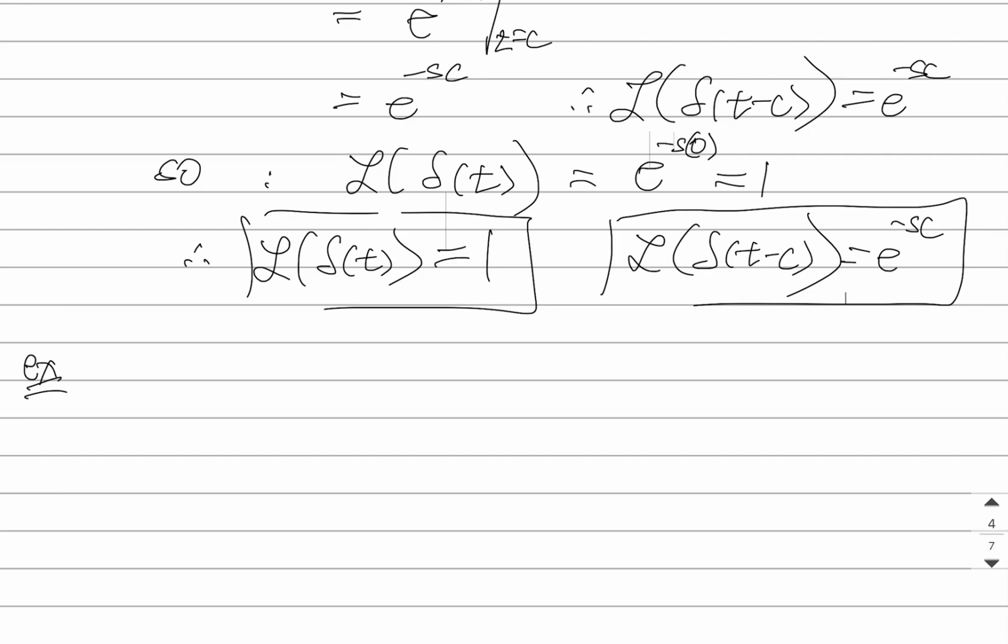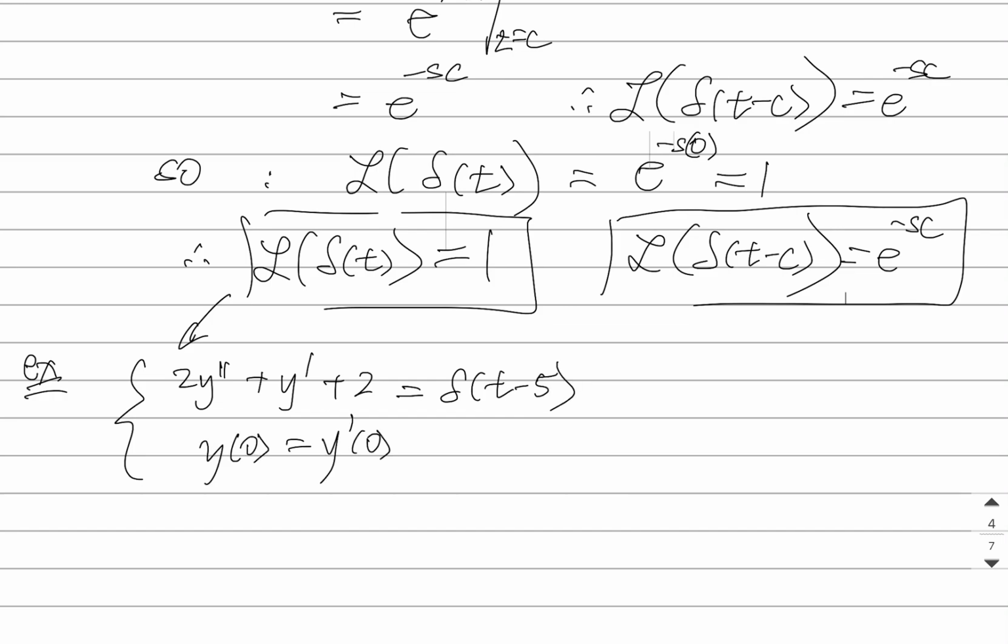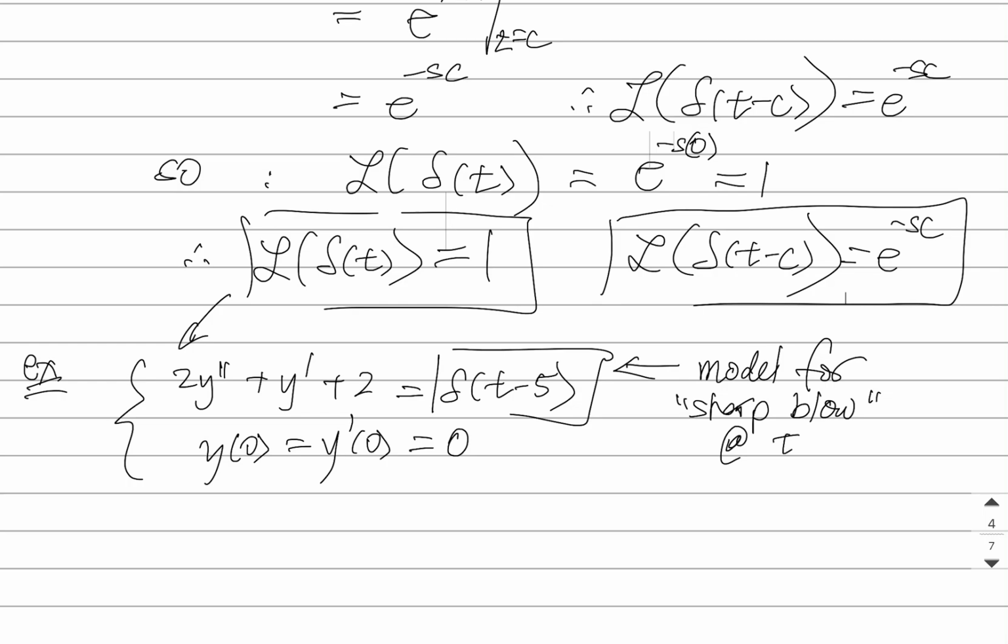I'm going to talk about using this to work on models. So if I were to say to you, okay, 2y double prime plus y prime plus 2y is delta of t minus 5, and then I'm going to take these conditions: y of 0 equals y prime of 0 is equal to 0, rest initial conditions. This thing right here is a model for, again, a sharp blow to the system at time equals 5. So this right-hand side has a value of 0 for time not equal to 5, but then it's infinite for t equals 5. Now again, that's not a function. A function can't have an infinite value.